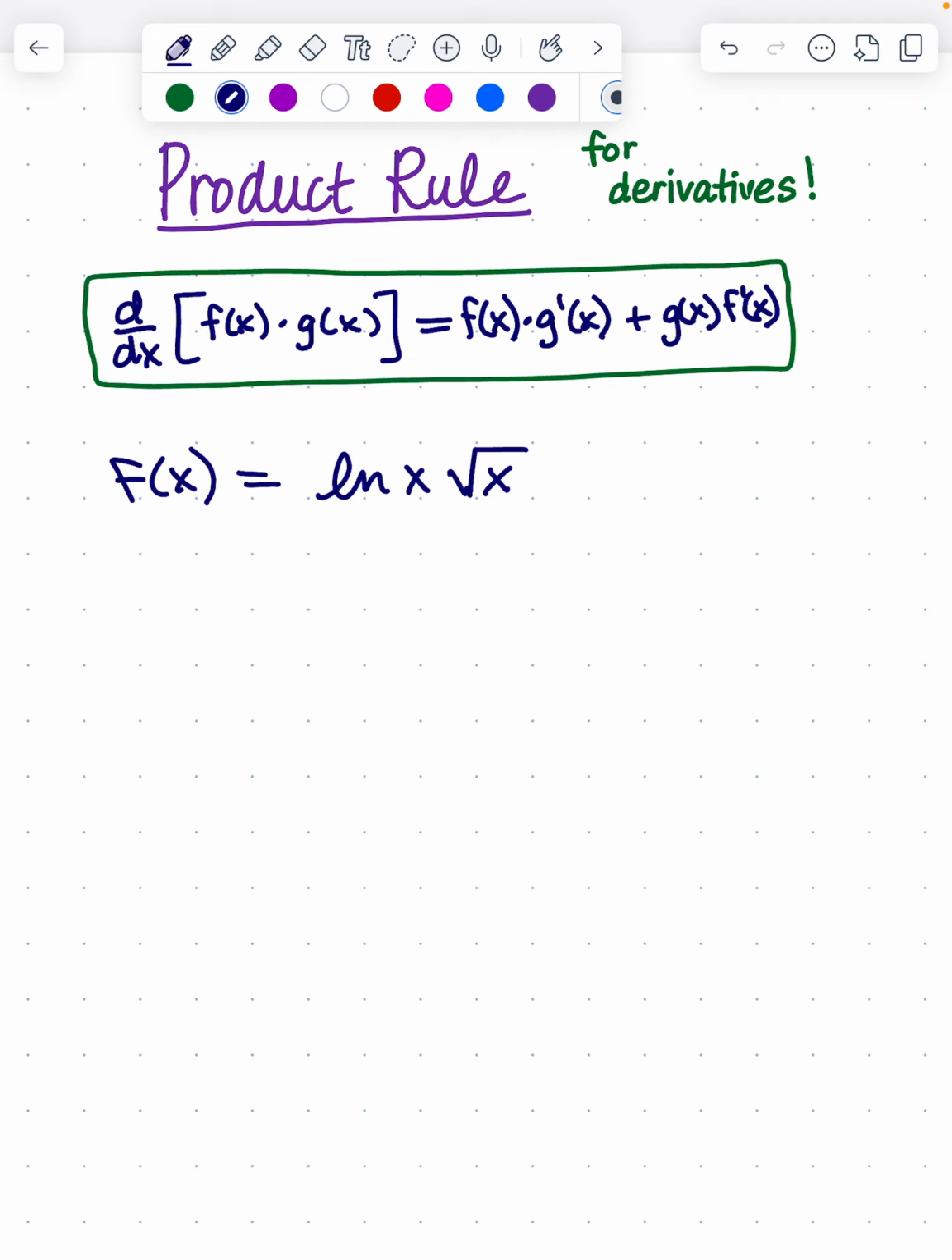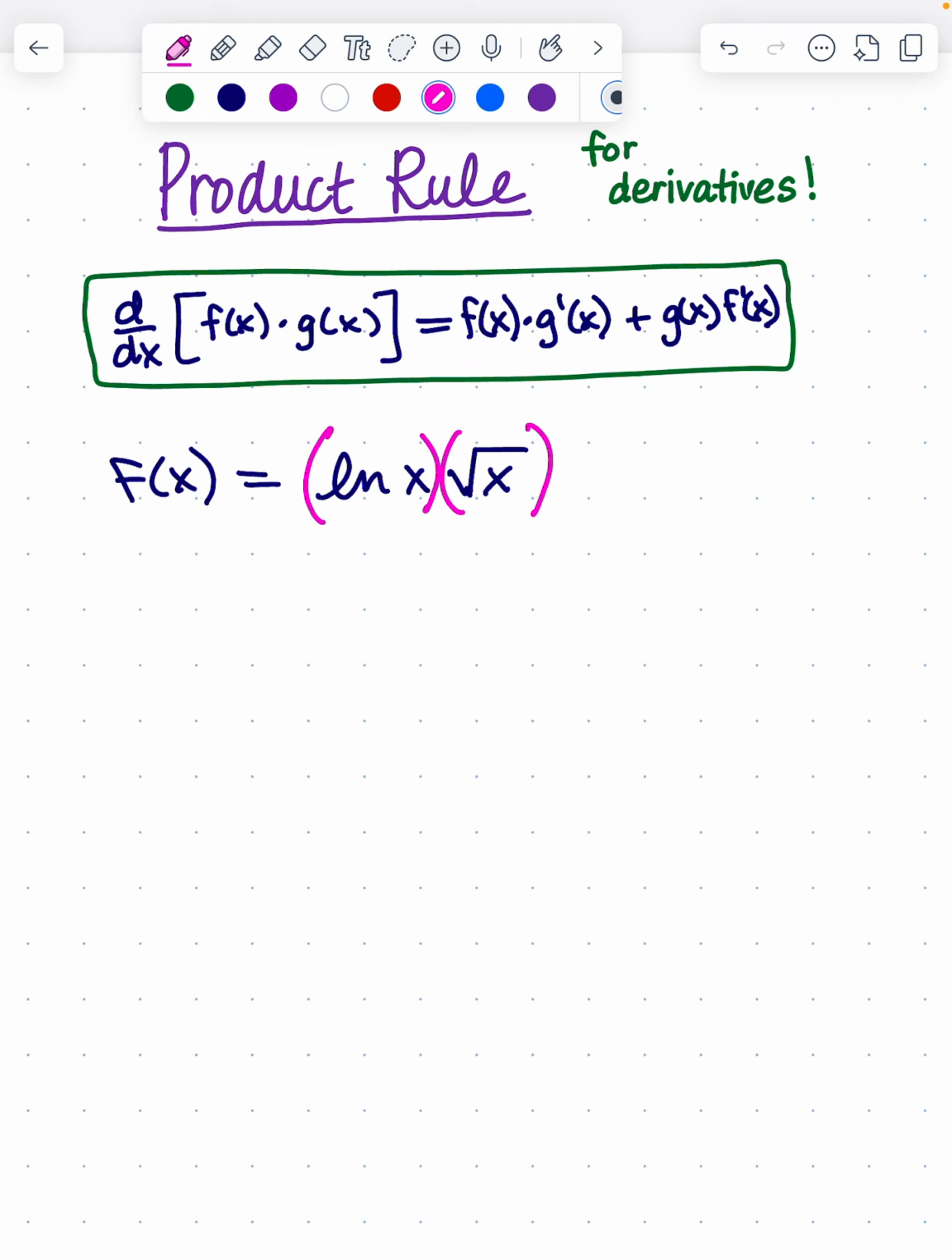First of all, let me just point out that the biggest concern here is to make sure you recognize you have a product. That can be the hardest thing about the product rule, recognizing that it's time to use it. So I have a product of two things that, standing alone, would be their own function. So there we have it.